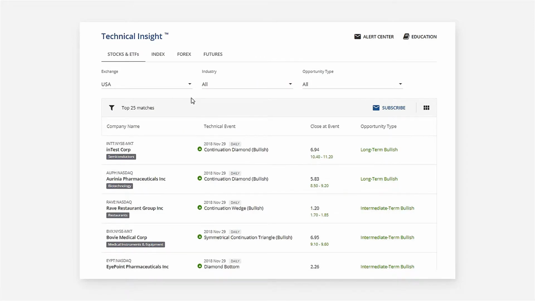Watch how the page gets working for you right away, digging into our data warehouse to find out which stocks or ETFs have recently formed a technical event.